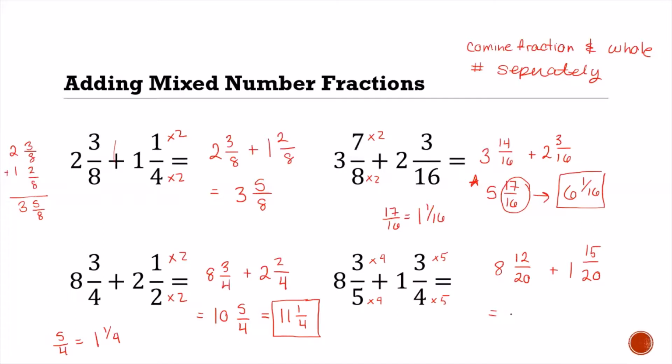equals 9. 8 plus 1. 12 and 15 is 27 over 20. 27 over 20 is equal to, well, we know there's 1 20 in 27, so 1. 27 take away 20 leaves you with 7 left over. So we have 1 7 over 20. That means this must be equal to 10. So 9 plus this 1 and 7/20.